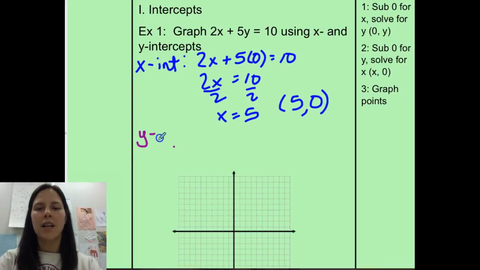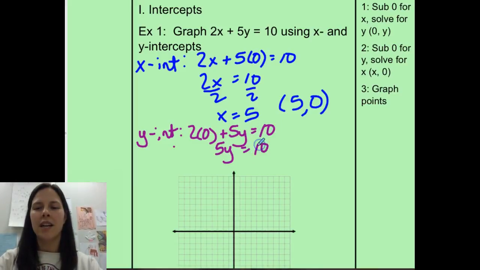To solve for the y-intercept, we will replace x with 0 and solve for y. 2 times 0 is 0, so we end up with 5y equals 10. And when we divide both sides by 5, we get y equals 2. Write your y-intercept as an ordered pair. We substituted 0 for x and solved to get 2 for y.